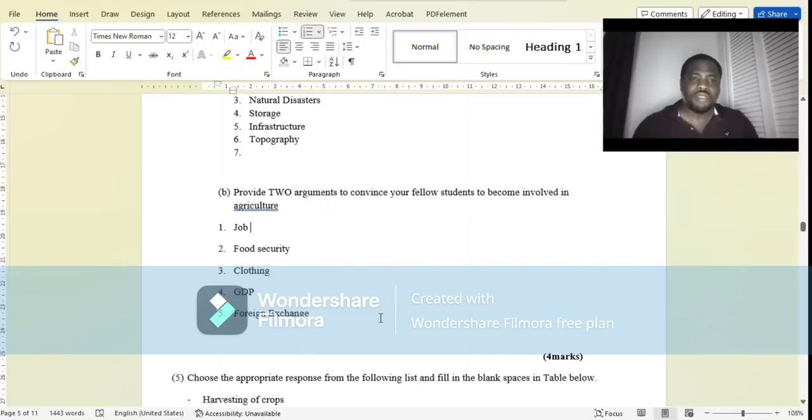The next question says, provide two arguments to convince your fellow students to become involved in agriculture. So if you want to look at the approach, we're saying, what is the whole benefit of doing agriculture? For one, agriculture provides jobs in the sense of careers. There's a lot of careers that you can choose from. Agricultural science teacher, a veterinarian, entomologists, plant pathologists, just to name a few. So this will provide you with some amount of income. And so jobs is an aspect that a student can take.